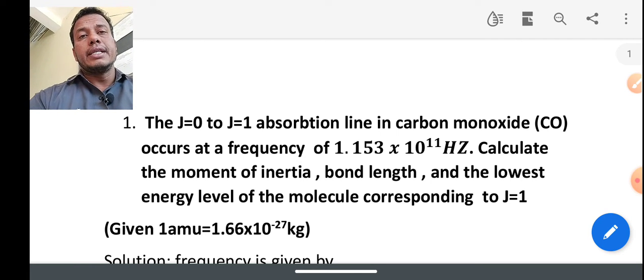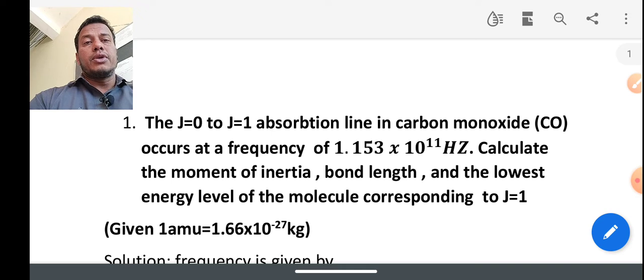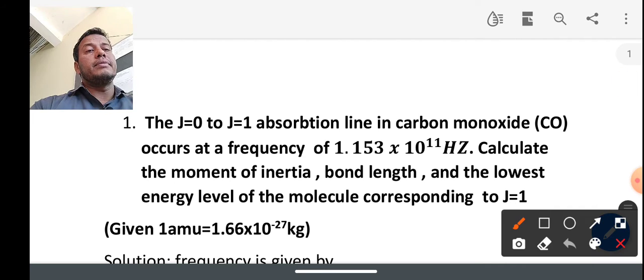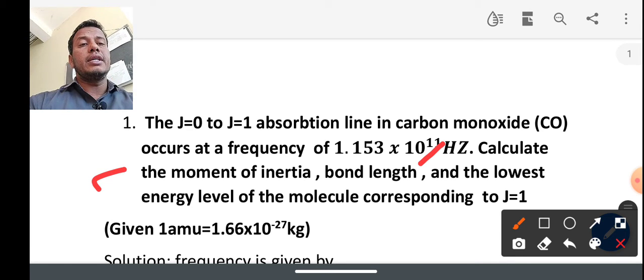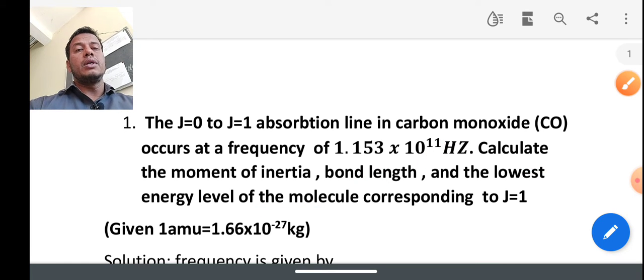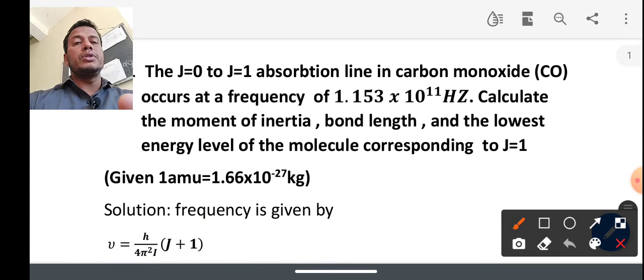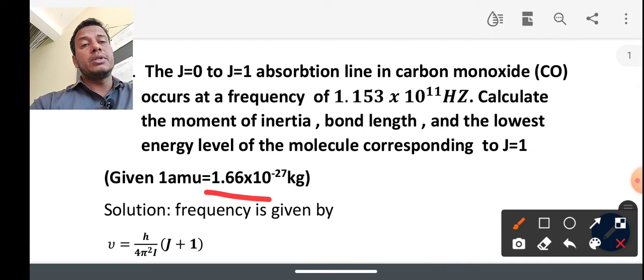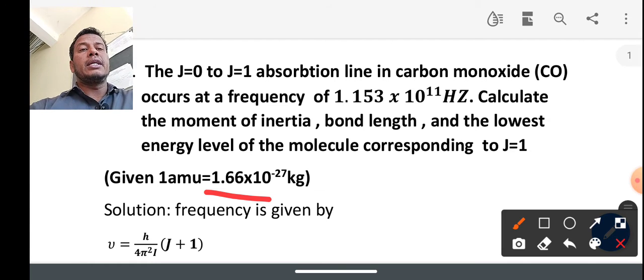The rotational number J, the 0 to 1 absorption line in carbon monoxide, occurs at a frequency of 1.153 into 10 to the power of 11 Hz. Calculate the moment of inertia, the bond length, and the lowest energy level of the molecule corresponding to J equal to 1. Given AMU, the atomic mass unit, is equal to 1.66 into 10 to the power of minus 27 kg.